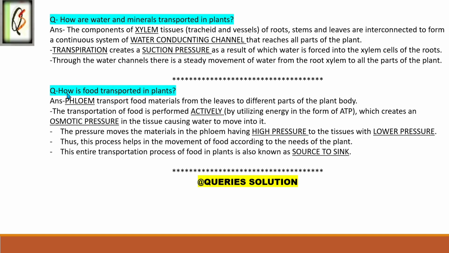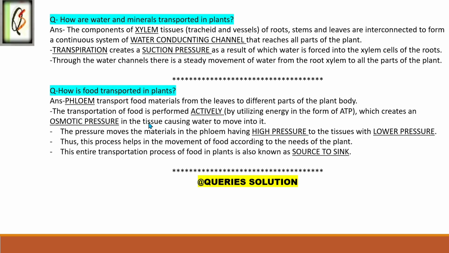The next question is very obvious again. So how is food transported in the plant? As we know, phloem is responsible for the transportation of food in the plant, mainly from the leaves where it is produced, which is also known as the source, to the part where it is needed, which is known as the sink. That's why whenever we talk about transportation of food, we talk in terms of the source to sink theory, right? So how does this process entirely occur?